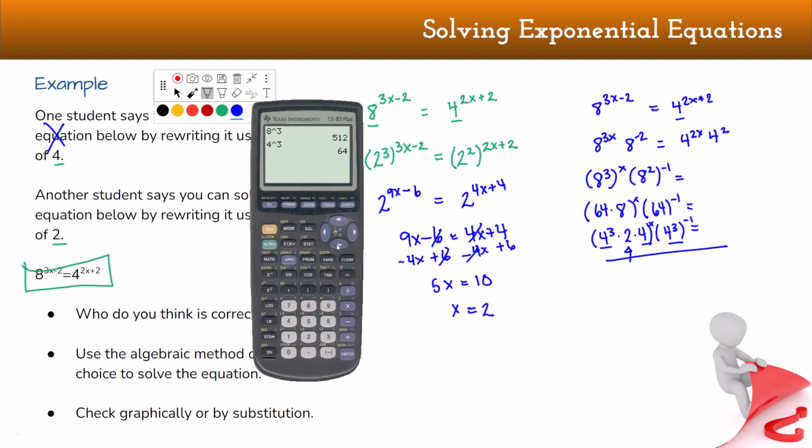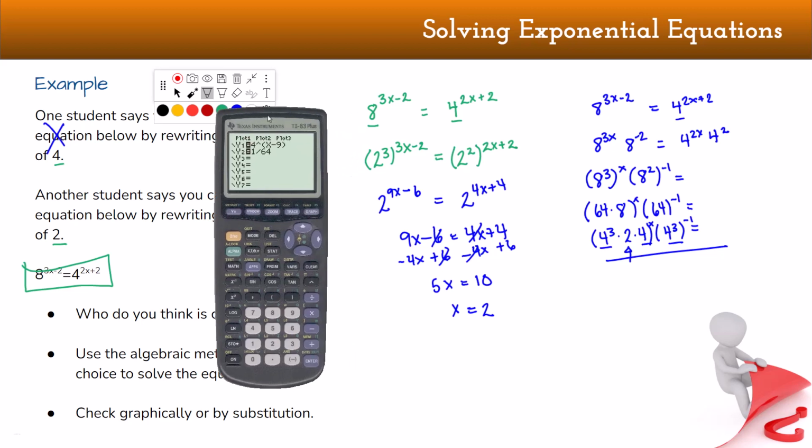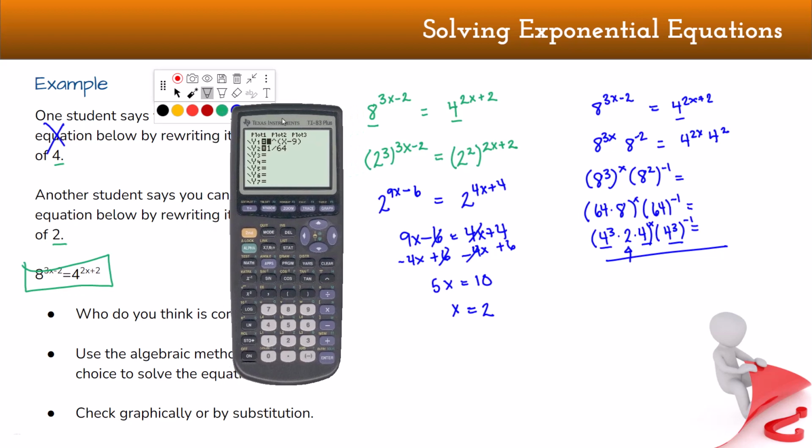This time, let's graph this and verify the answer. So in my graph, I'm going to start by saying 8 to the open the brackets, 3x minus 2, and then in the next line, it's going to be 4 to the 2x plus 2. And let's hit the graph on that. Let's change my window settings to standard.